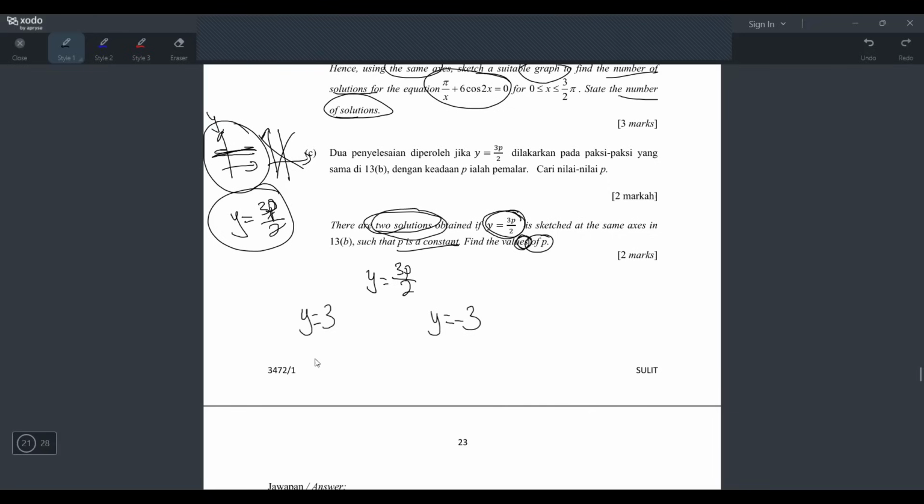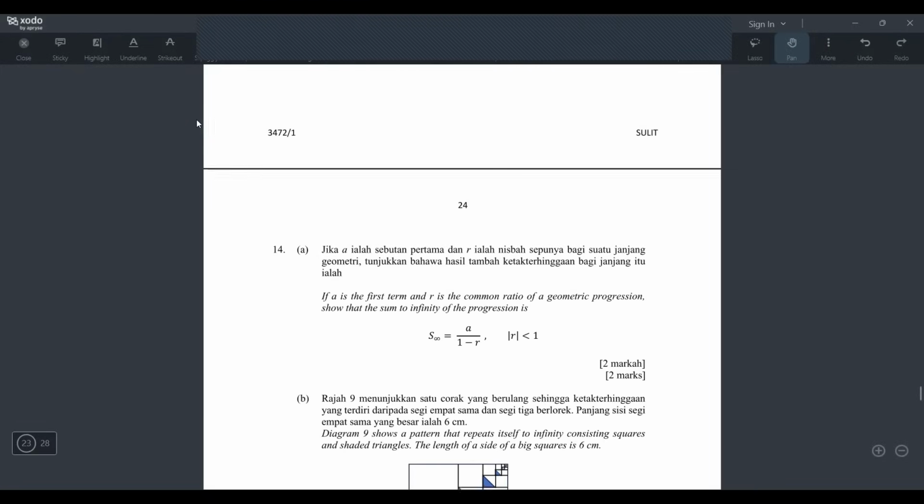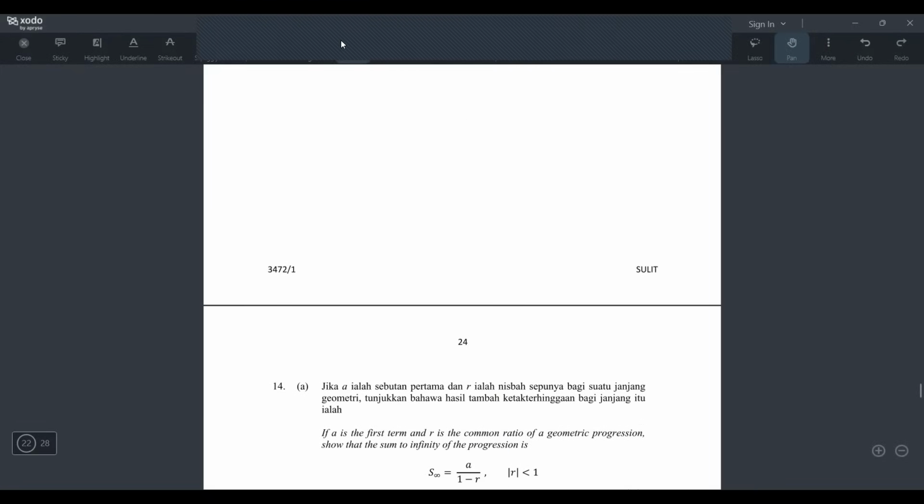So now I will just take 3p over 2 equals 3, and then 3p over 2 equals -3. Then I can get the answer for p. The first answer: 3 times 2 is 6, 6 divided by 3 is 2. And -3 times 2 is -6, divided by 3 is -2. So this is the answer for p: 2 and -2. Okay, hope you understand. If there are no problems, let's continue.